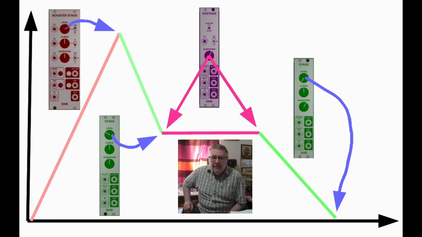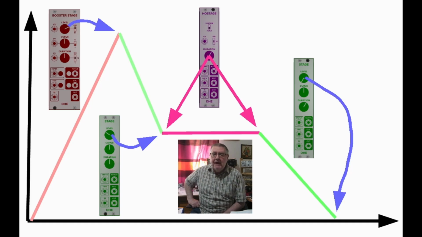Booster Stage creates its attack phase up to a quite high level and reaches this level ahead to the first Stage module, which creates its decay phase, falling down to its adjusted level. Having reached this adjusted level, it is sent to Hostage, where it is held according to the adjusted duration, and then reached ahead to the rightmost Stage module, which creates its release phase by letting the voltage level fall down to 0 again, and that happens all over again.